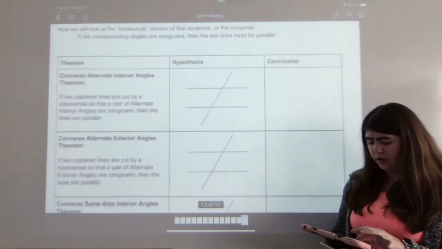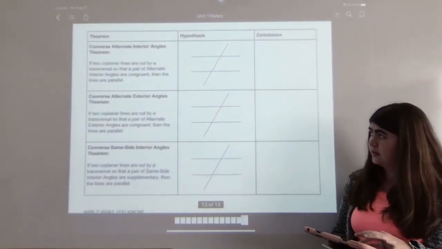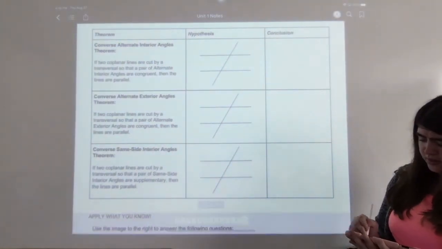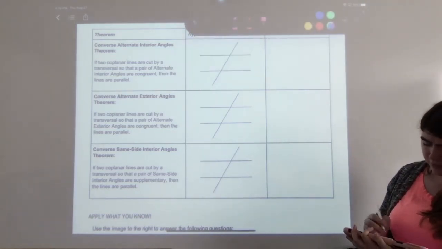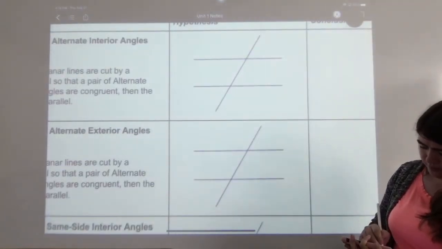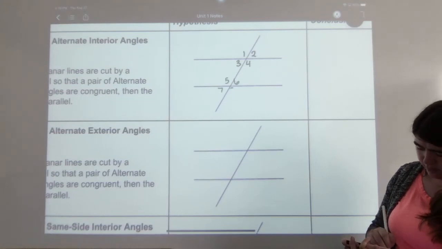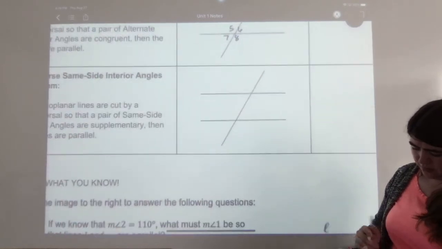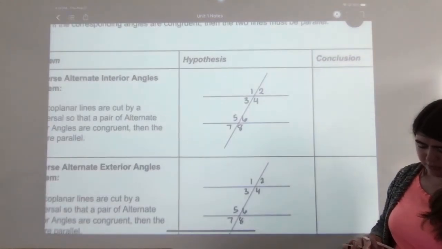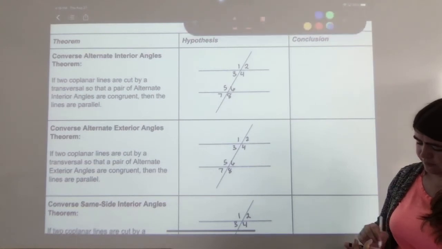So what we're going to start with is the converse of the alternate interior angles theorem. I already pre-drew the parallel lines in there, but let's label those once again. So I'm going to switch my pen back over. Let's see if I can make this a little smaller so it will fit a little better, I hope. So I have 1, 2, 3, 4, 5, 6, 7, 8 on each of the three pictures. All right, now that we've got those in there, let's take a look at these theorems.